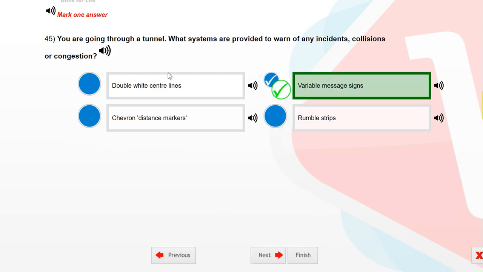You are going through a tunnel. What systems are provided to warn of any incidents, collisions or congestion? Variable message signs.